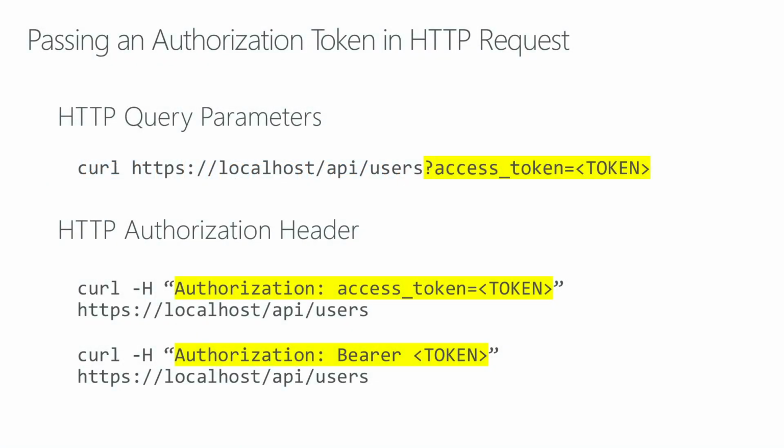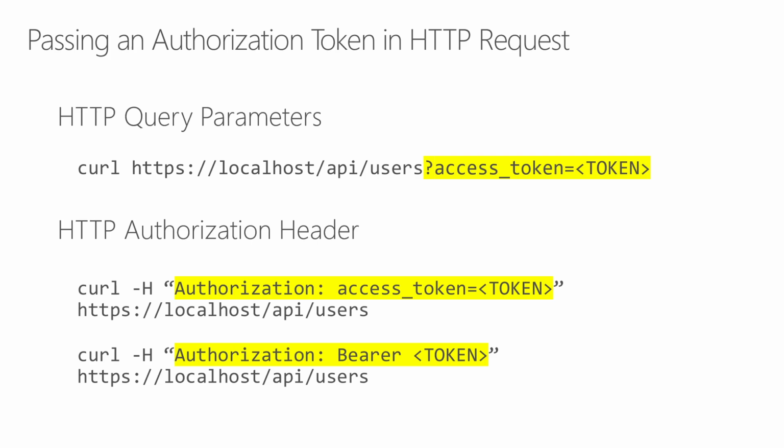So, token discovery. First, HTTP query parameters. This is a basic curl request. You can pass a token by providing query parameters, question mark, key equals value. So access_token, and provide the token. The access_token keyword can be changed, and we'll see how. But the idea is you can provide it like that.